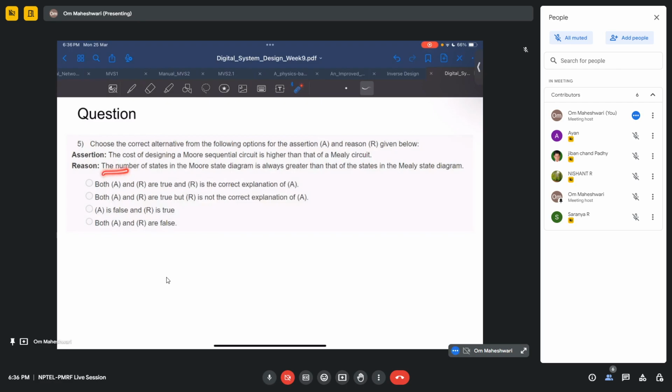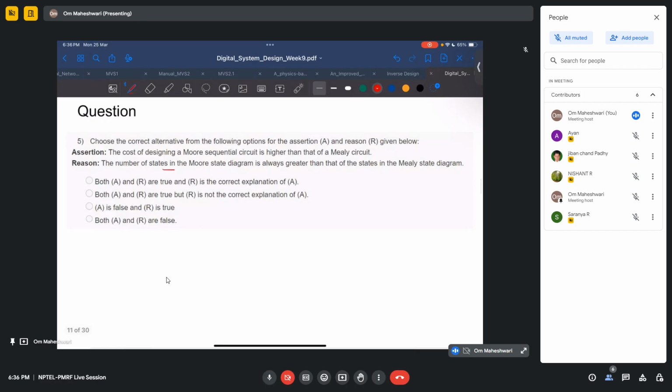So basically, R is the reason behind the assertion. The number of states in Moore is always greater than the number of states in Mealy, which is a fact we know. So we can relate states with cost, right? So the assertion is also true, and this gives a proper reasoning for the assertion. So both A and R are true. We will see an example of this, how the Moore state diagram always has a greater number of states than that of Mealy. So cost you can directly relate with state.